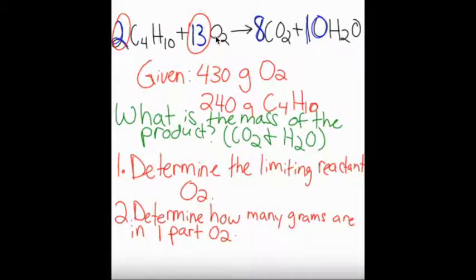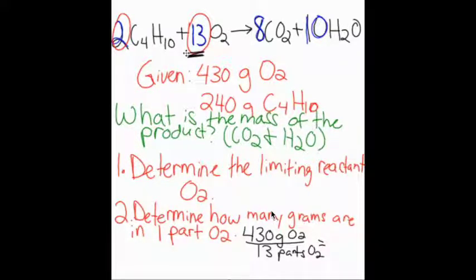We have 13 parts oxygen here. So what we're going to do is write down the mass of oxygen that we have right here. So 430 grams of oxygen. We're going to divide that by 13 to get just 1 part of oxygen. Now, you can definitely follow this step later on in the equation too. I like to get it out of the way right away, so I'm just working with 1 part oxygen so far. However you want to do it, I'm sure it'll work there too.